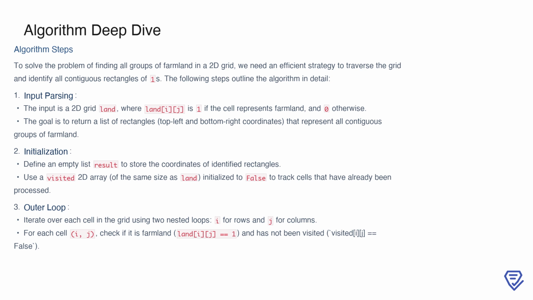To achieve this, we initialize an empty list called result, which will store the identified rectangles. Additionally, to ensure we do not process the same cell multiple times, we create a visited array of the same dimensions as the grid, with all values set to false. The algorithm uses a nested loop structure to traverse each cell in the grid. For every cell at position i, j, we check if it is farmland, i.e., if land[i][j] equals 1, and if it has not yet been visited. This forms the basis for isolating new farmland groups that we can explore further.